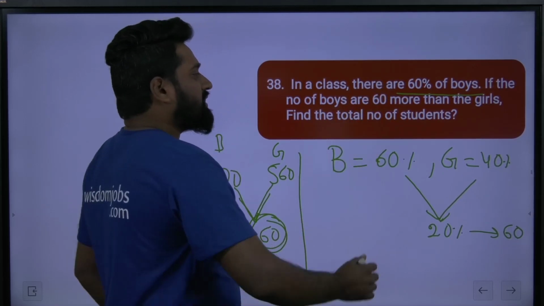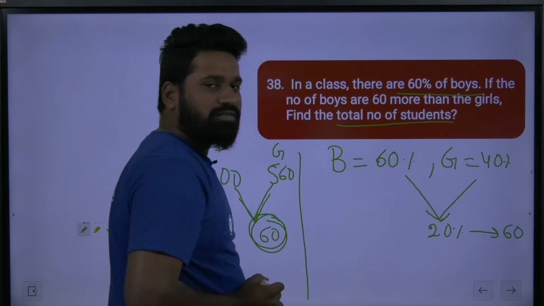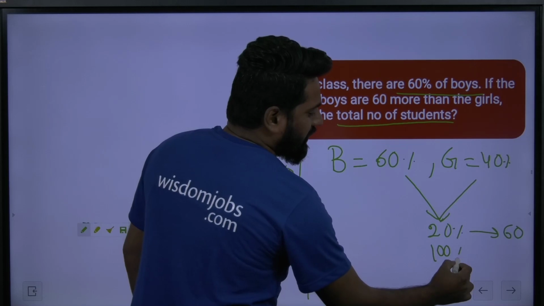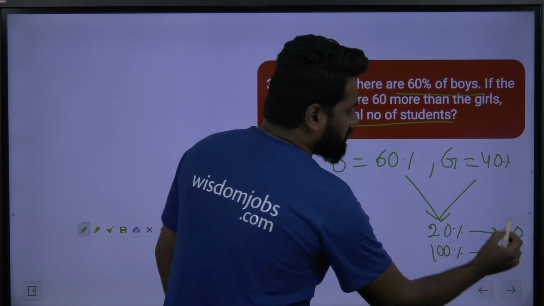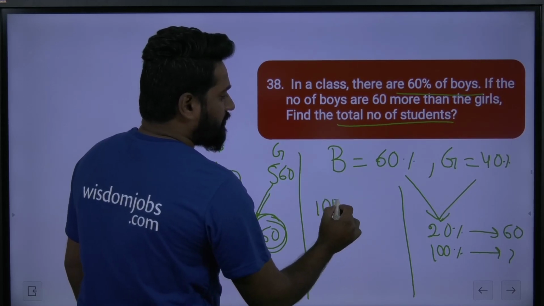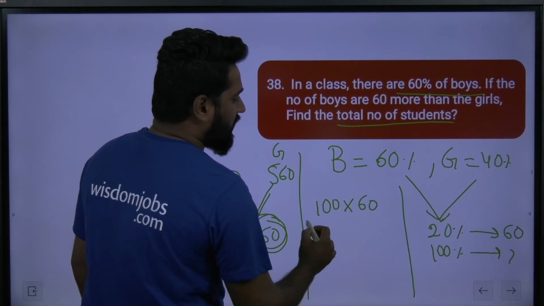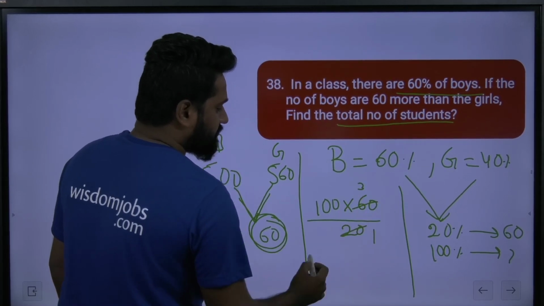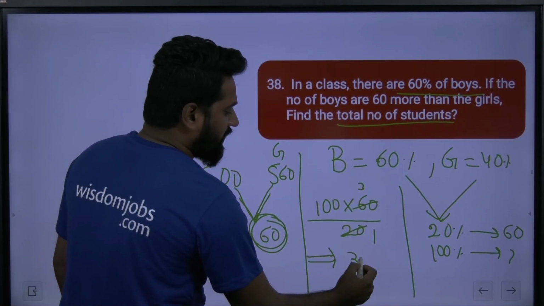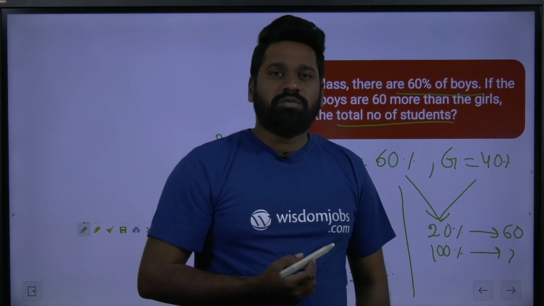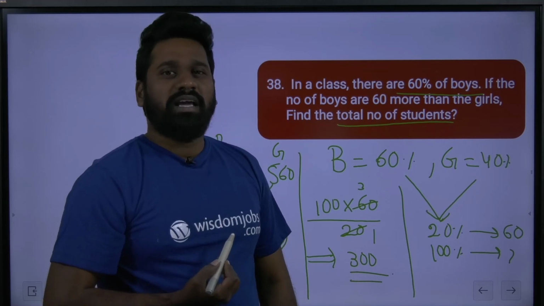Now it is asking to find the total number of students. We have discussed that the total number of students is nothing but 100%. So how much is it? You can write 100 into, cross multiplication, 60 by 20. Three twenties are sixty, so your answer becomes 300. Is it clear? The total number of students in that class is 300.